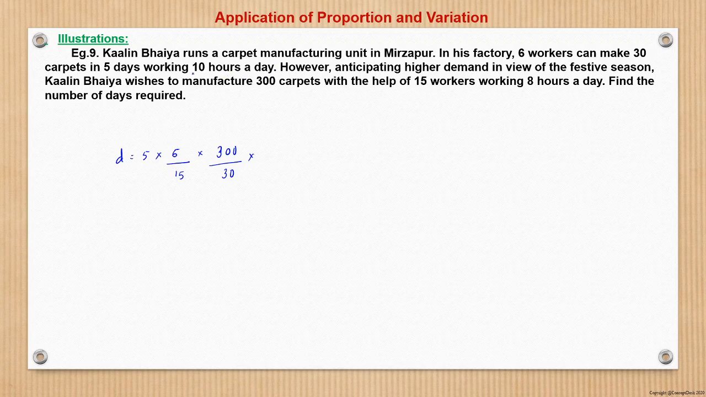Then the third variable is number of hours a day. If other variables are constant, if anyone works more hours a day, the number of days required would be less. So again it has an inverse relationship with the number of days. Initially it was 10 hours, now they are working 8 hours, right? Since the number of hours is reducing, the number of days would be more, so it will be 10 upon 8. So this we will solve.